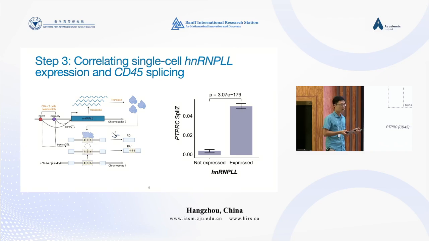Right, so that's what happens. Because we have single-cell data, we can stratify these cells into two subgroups, whether they express HNRNPLL or not, and you see a big difference between the splicing patterns of PTPRC.